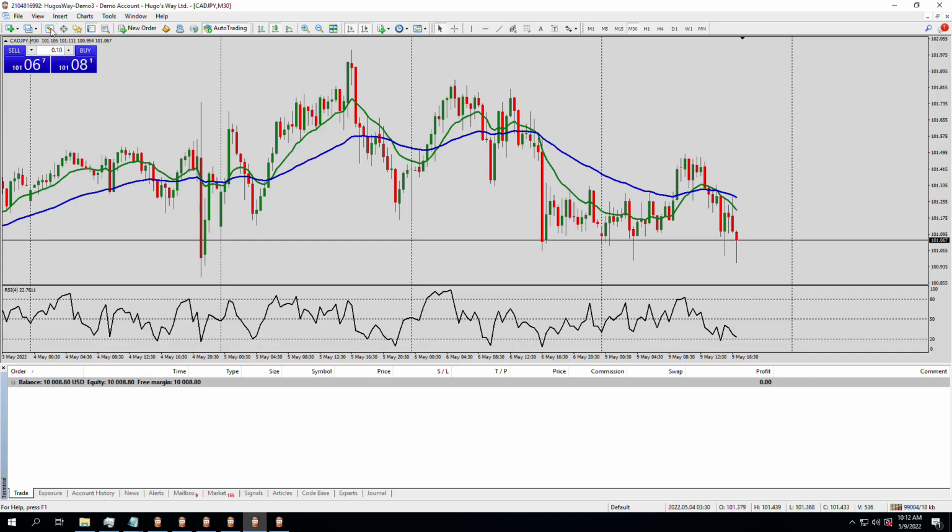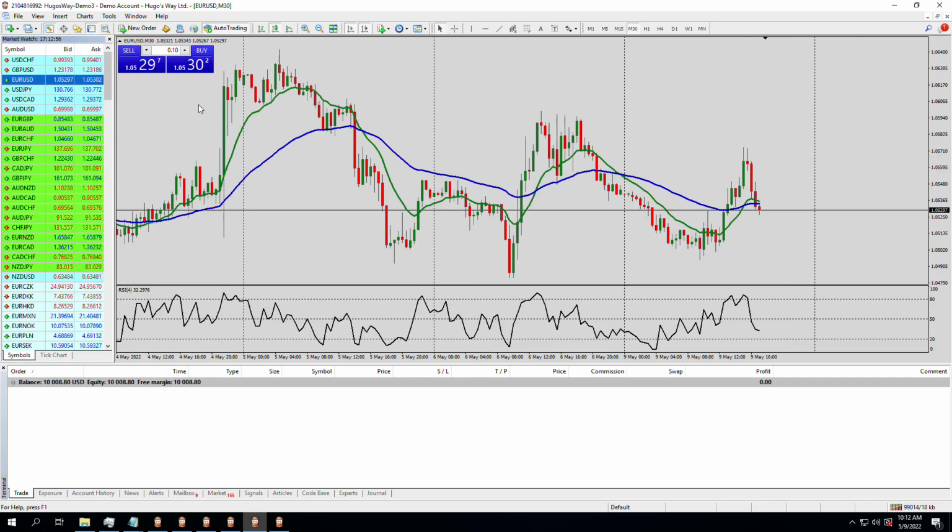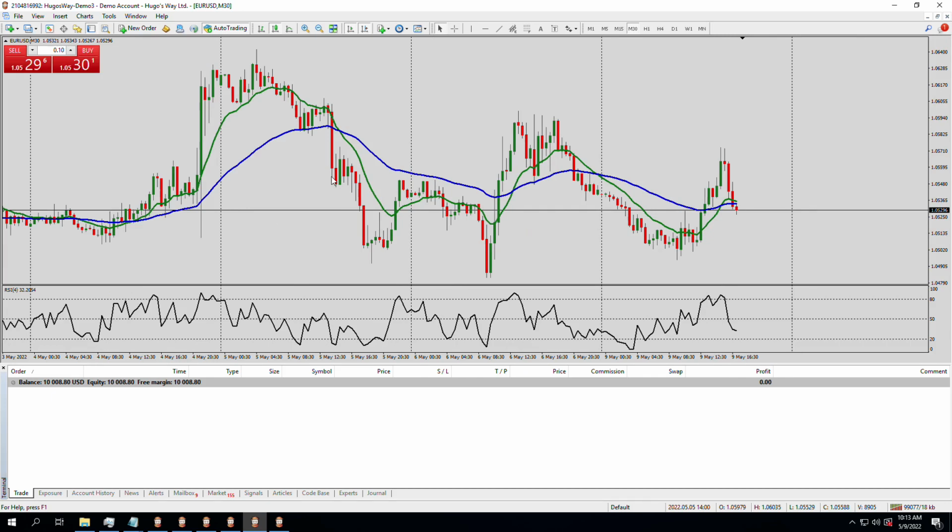I'm going to open up the market watch here, EURUSD. Here it is. I'm going to drag it to this live chart. And we said we're going to do a sell. I'm at 0.1 lot size.